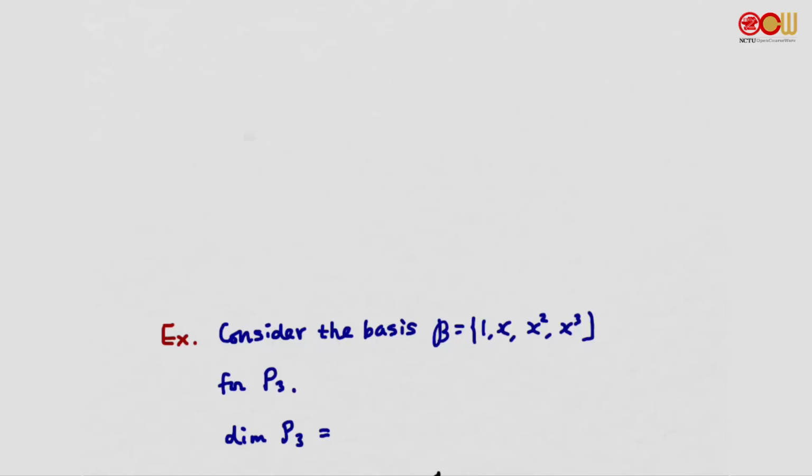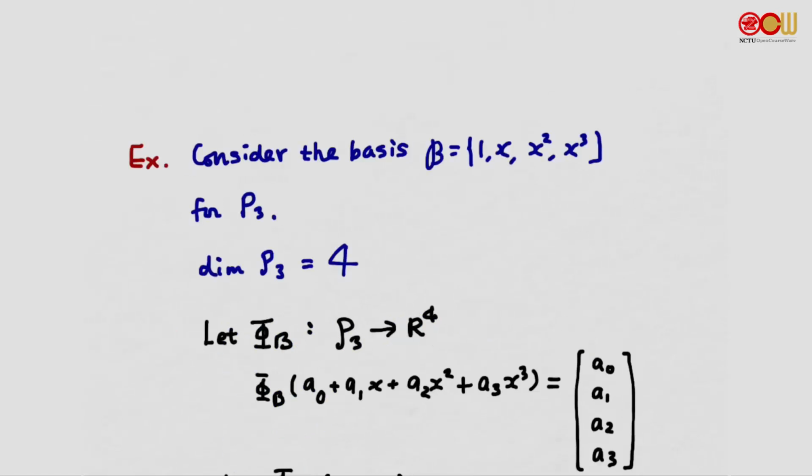Let's consider P3. And we know P3 has this basis. So we can say that the dimension of P3 is equal to the number of vectors in the basis, which is equal to 4. If we define the coordinate transformation in this case, it would be from P3 to R4, and the coordinate vector of this polynomial would be the coefficients a0, a1, a2, and a3 right here.